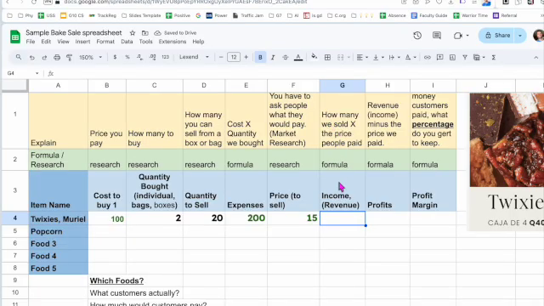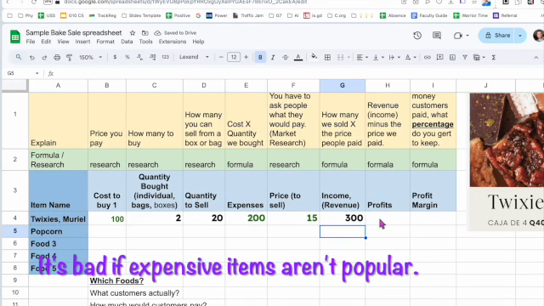Now, the income is how many we sold times the price that people paid. So, formula, we start with what? We start with the equal sign. We're going to sell them for 15Q each times 20 items. 2 boxes is 20 of them. I press return. That means people pay us 300Q if we sell all 20 of these.